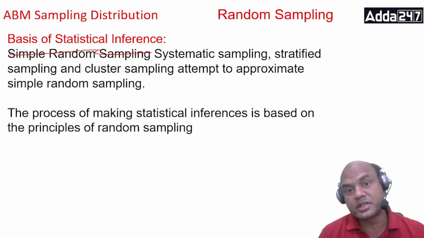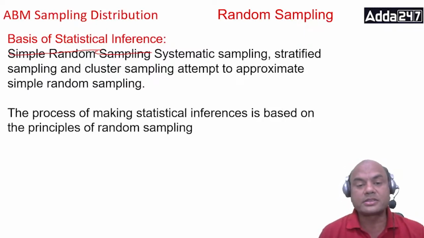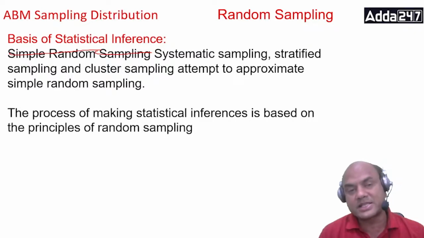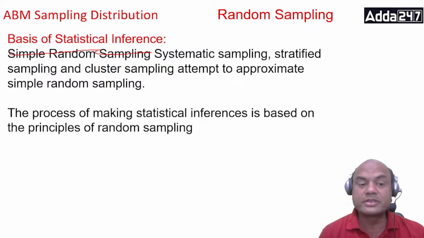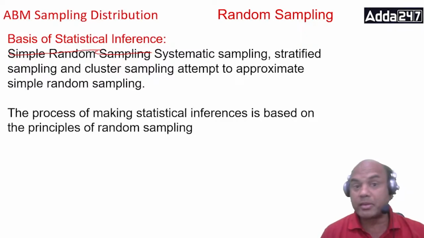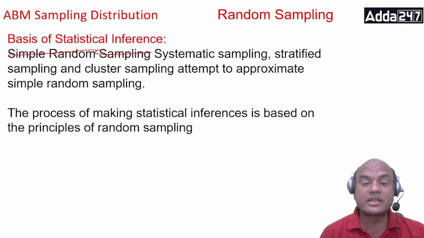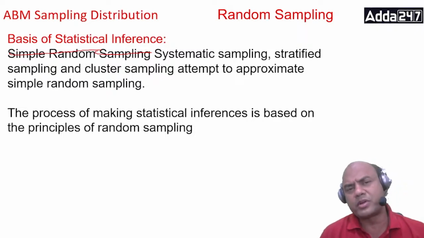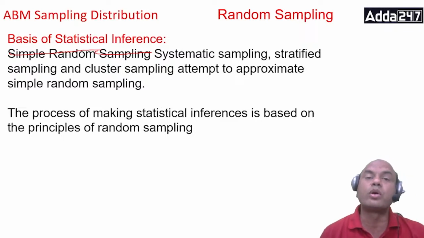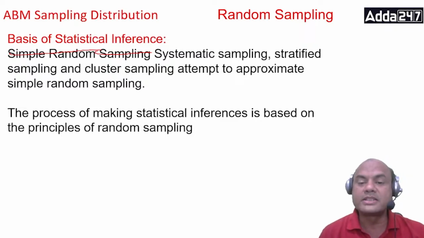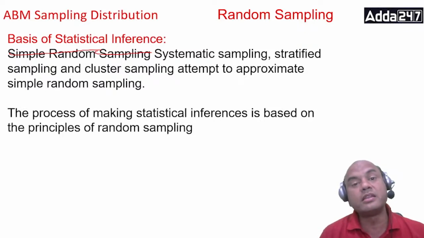This is an exam question. In the exam they will ask: systematic sampling, stratified sampling and cluster sampling will attempt to approximate dash, and the answer will be simple random sampling. Remember, these are the practical questions asked in the exam. The process of making statistical inferences is based on the principles of random sampling. Very importantly, remember, simple random sampling is the best sampling available throughout the world. All these systematic, stratified, cluster are taken later. They are an approximation.